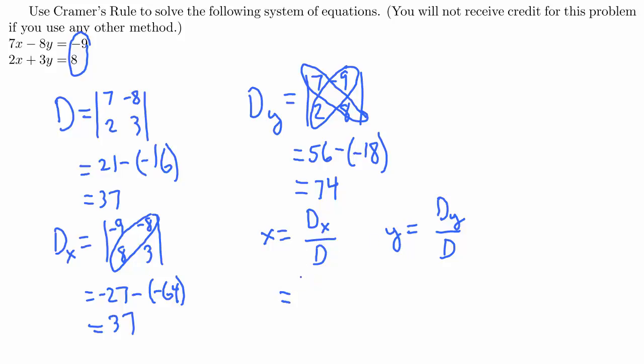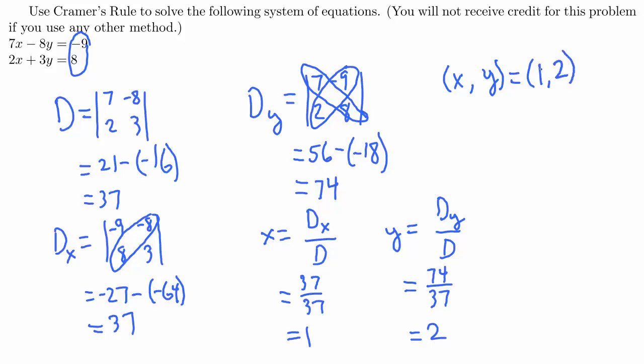D sub x is 37, so it's 37 divided by D, which is 37, which gives me 1. D sub y is 74, D is still 37, so 74 divided by 37 is 2. And because I was given x and y, that's an ordered pair, so (x, y) is equal to (1, 2). There you go.